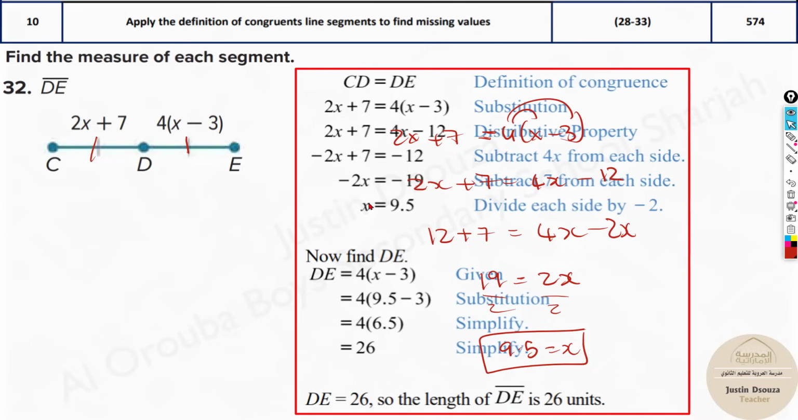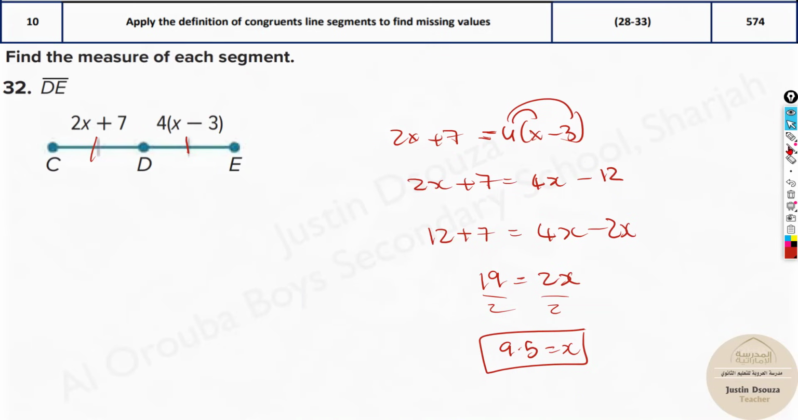It's okay. Now, my bad. I did the x value, but did I do DE? No, I need to substitute it back. I can use any expression because both are congruent. I'll do both. See, you can substitute over here 2 times 9.5 plus 7. 2 times 9.5 is 19 plus 7. The answer is 26. And over here as well, 4 times x, which is 9.5 minus 3.